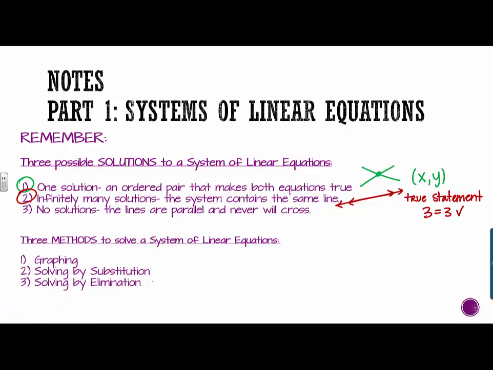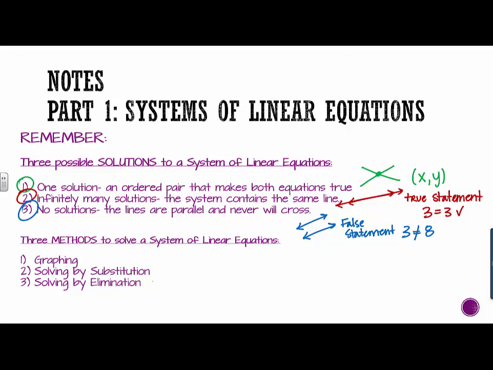And then the last one we talk about is no solutions. This is when the lines are parallel, and this is when you get something that doesn't work, or a false statement. So you would end a problem and you'd get something like 3 equals 8. This can never happen, so that means that there's no solution, there's no point that works.